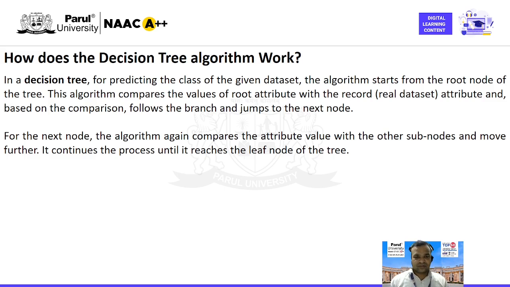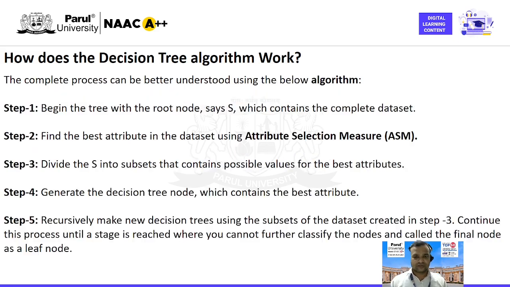In the decision tree, for predicting the class of a given data set, the algorithm starts from the root node of the tree. This algorithm compares the value of the root attribute with the real data set attribute, and based on the comparison, follows the branches and jumps to the next node. For the next node, the algorithm again compares the attribute value with the other subnodes and moves further. It continues the process until it reaches the leaf node of the tree. So let's take an example to understand how the decision tree algorithm works.